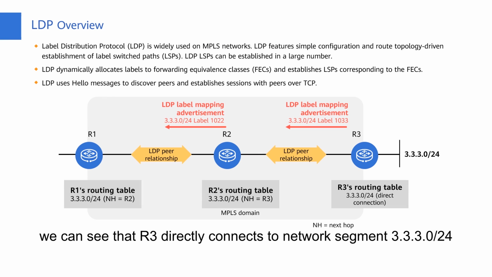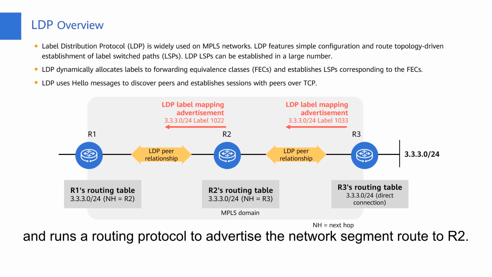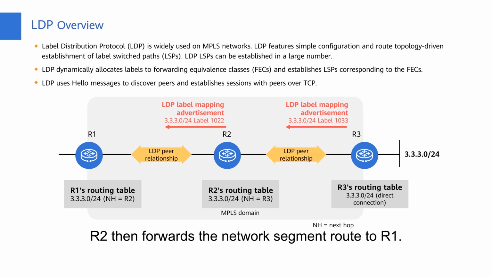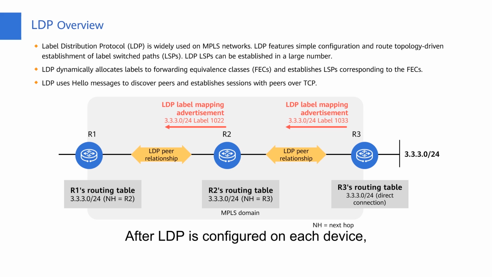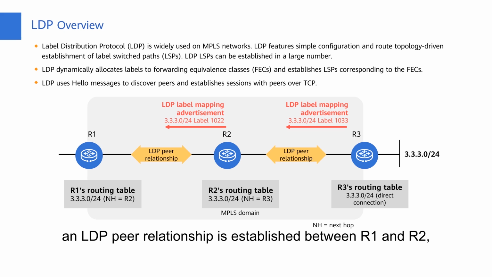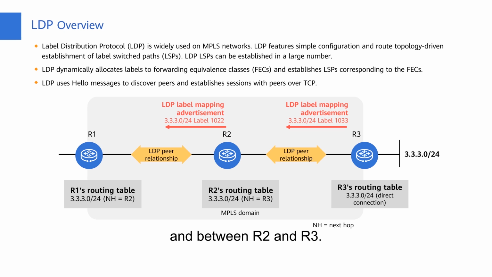In the figure, we can see that R3 directly connects to network segment 3.3.3.0/24 and runs a routing protocol to advertise the network segment route to R2. R2 then forwards the network segment route to R1. After LDP is configured on each device, an LDP peer relationship is established between R1 and R2, and between R2 and R3.